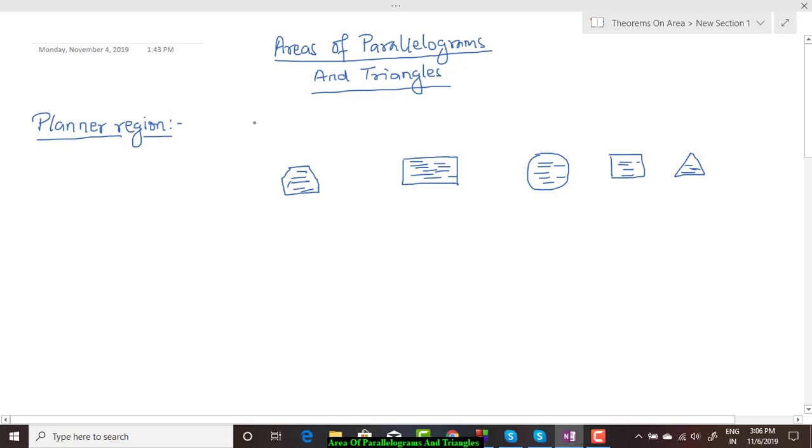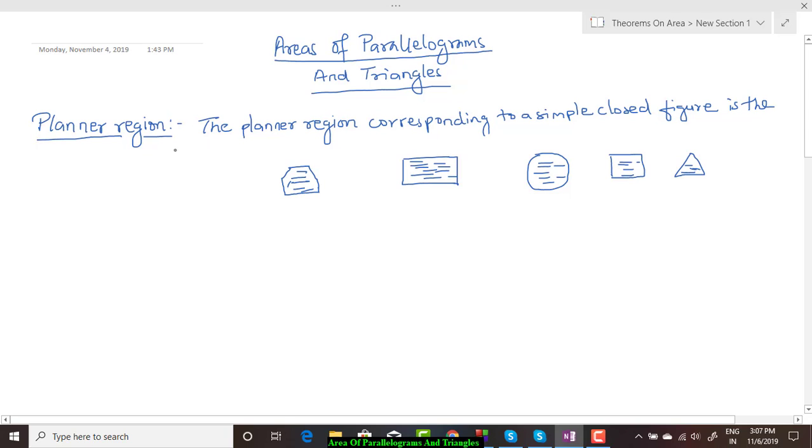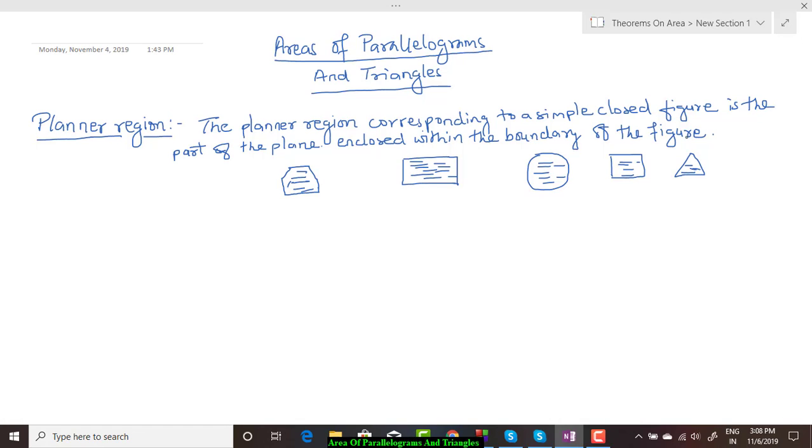So let's write down the definition. The planar region corresponding to a simple closed figure is a part of the plane enclosed within the boundary of the figure. I hope the idea is clear.